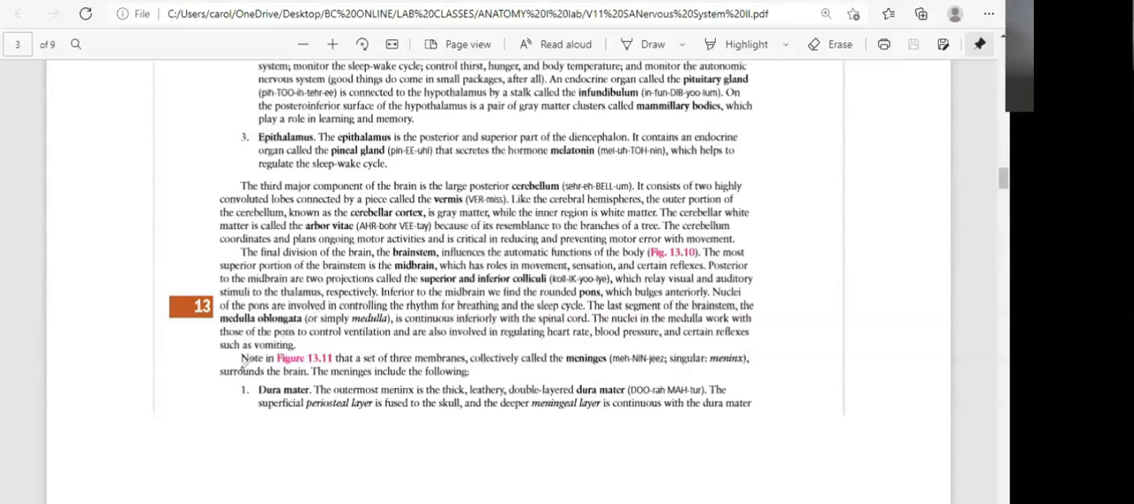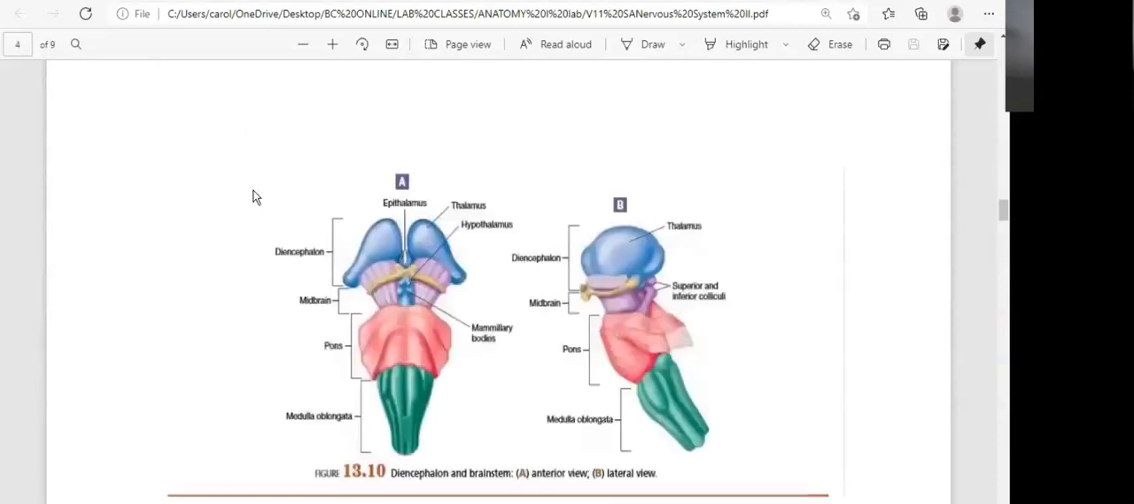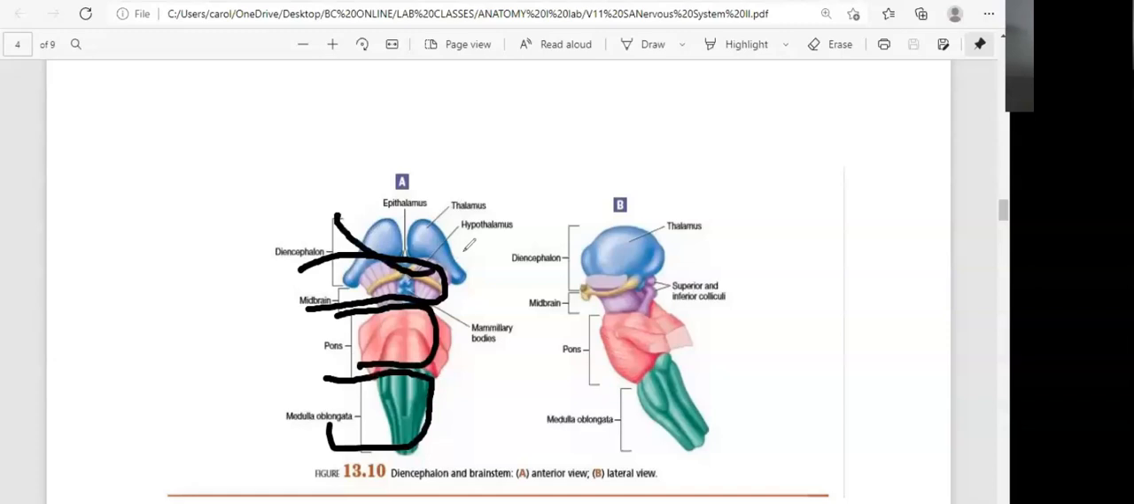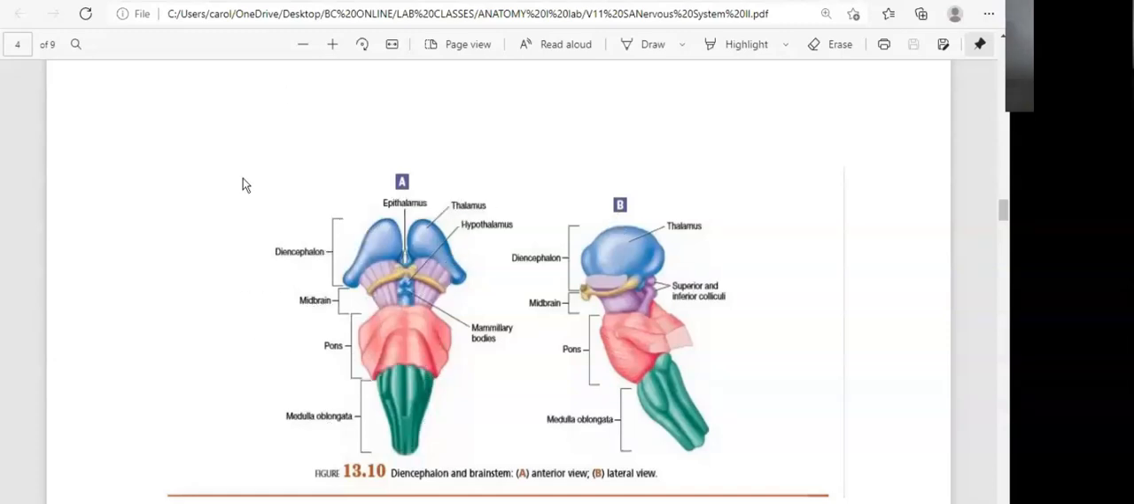So after that, we have protections to our brain. We said that we are going to protect our brain with the meninges. We have 3 meninges: dura mater, pia mater, and arachnoid mater. Right here, you have a figure about the brainstem. Right here, this is the midbrain, this is the pons, and this is the medulla oblongata. The top part right here, this is the diencephalon, the one in blue.